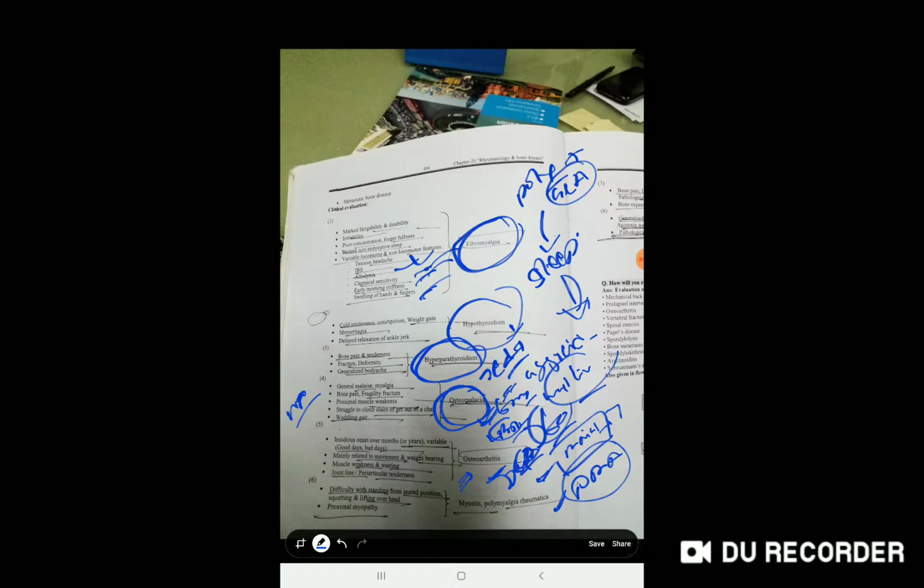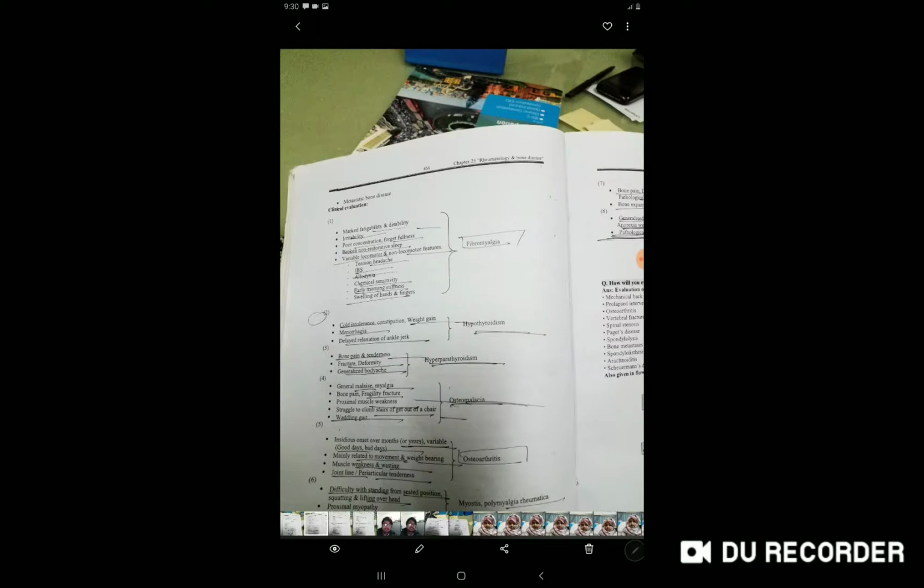When you examine, you find muscle weakness and wasting, and some joint line or periarticular tenderness. And I already mentioned polymyalgia rheumatica.